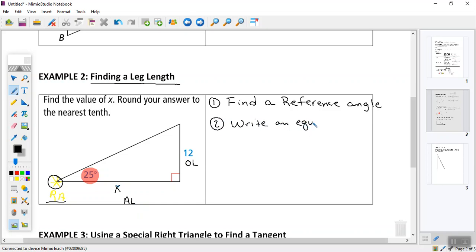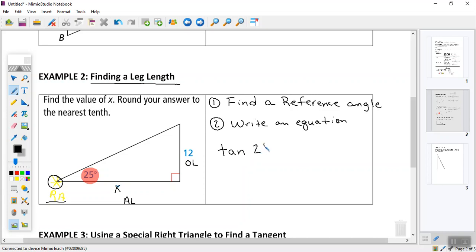Write an equation. Here's how this works. Instead of saying tangent of A, B, or C, we come down here and use the tangent of the degree measure where we're at. What is that degree measure? 25. Okay, we're going to say the tangent of 25 degrees.